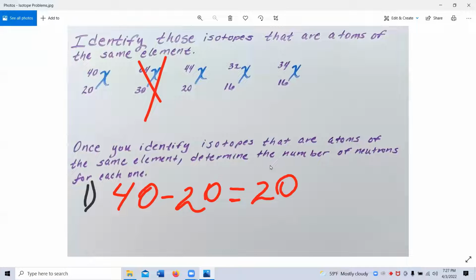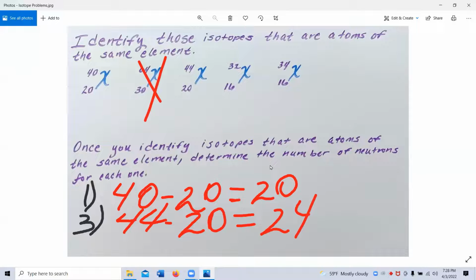You have 20 neutrons. Now, if you do the second problem, which would be your third element, let's put a 3 just to match up with the part up there. So if you look at the third element, you're going to take the nucleon number, which is that superscript of 44, and you're going to subtract off the 20. And that gives you 24 neutrons.